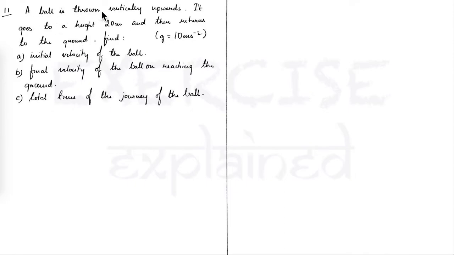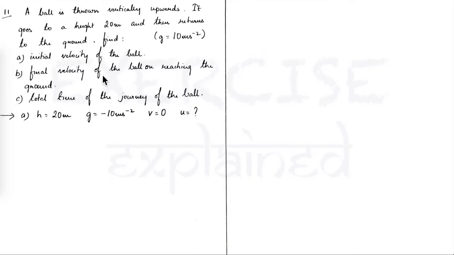A ball is thrown vertically upwards. Now in the first video of this series, before explaining the first question, I had told that whenever anything is thrown up, final velocity would be taken as 0. It goes to a height of 20 meter and then returns to the ground. So it goes 20 meters up and then comes down. Find the initial velocity of the ball. That is the first part of the question.